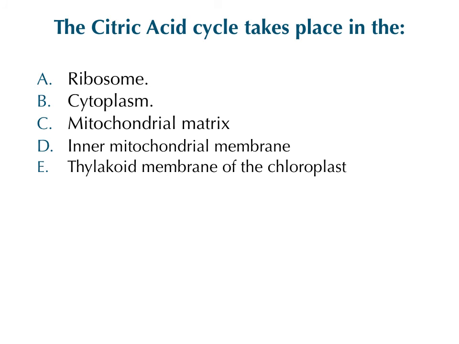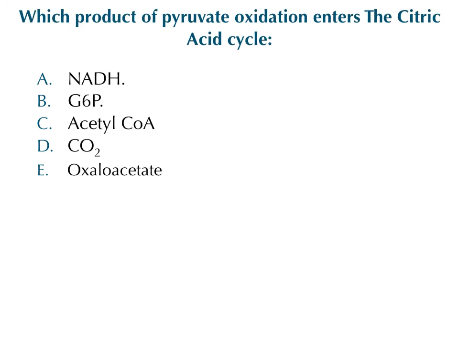Remember, protein synthesis is what occurs on the ribosome. Glycolysis occurs in the cytoplasm. And the inner mitochondrial membrane is the area for the electron transport chain, as is the thylakoid membrane of the chloroplast in some cells, some eukaryotes. Okay, so our answer is the mitochondrial matrix. Just remember the site of all these. It's very highly tested. All right, next question.